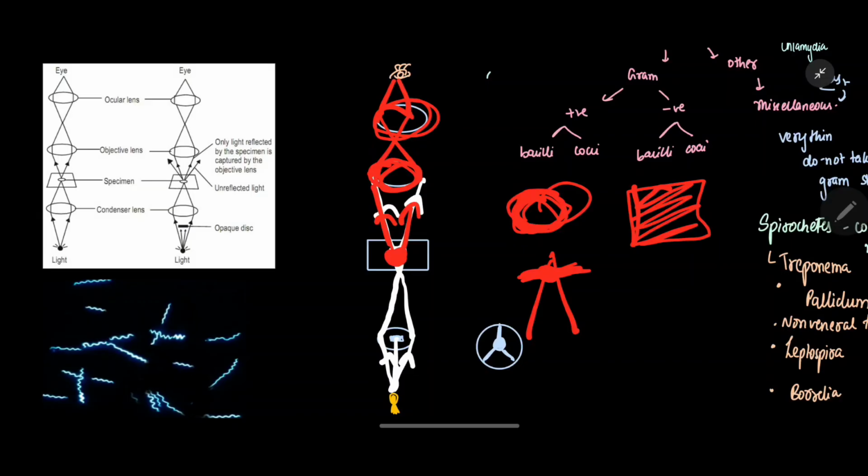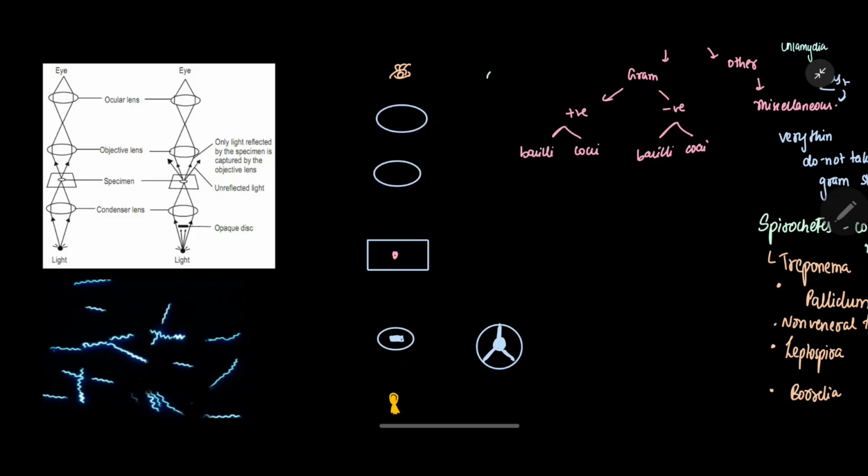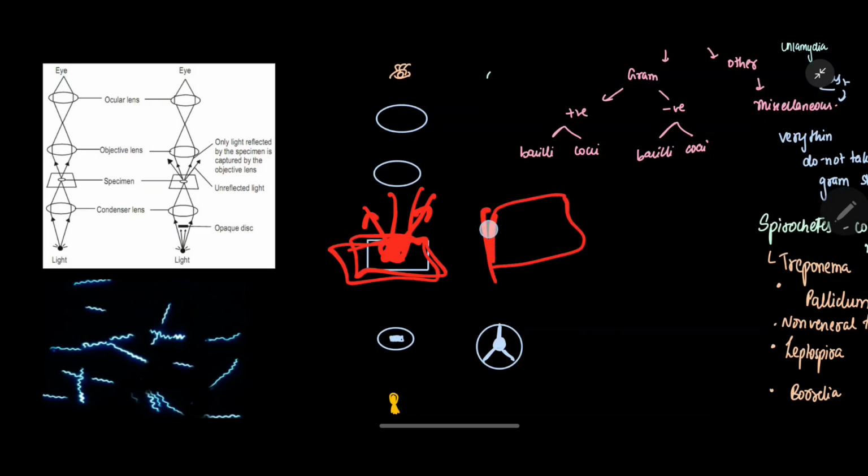Let me read the definition so you understand it. The textbook says that only the light which is reflected by the specimen enters the objective lens, whereas the unreflected light does not enter the objective. As a result, the specimen is brightly illuminated, but the background appears dark. Hence the name dark field, because the field is dark and the specimen is going to appear bright. And like I said, the specimen is not stained here. It's just the natural light that it is reflecting off.